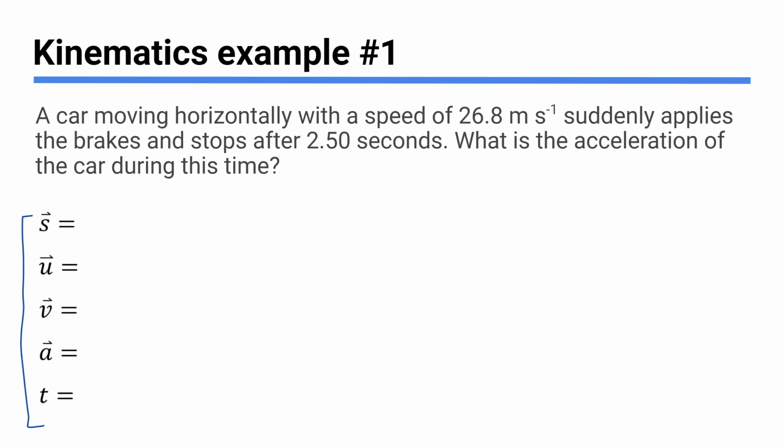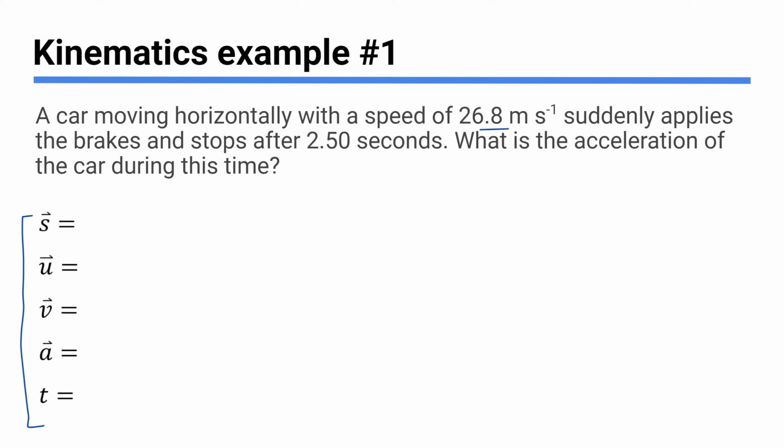Okay, so this will really help us pick the right equation and think about what we know. So here's how we go through this. We've got a car moving horizontally at a certain speed, 26.8, that suddenly applies the brakes and stops after 2.5 seconds. What is the acceleration of the car during this time?